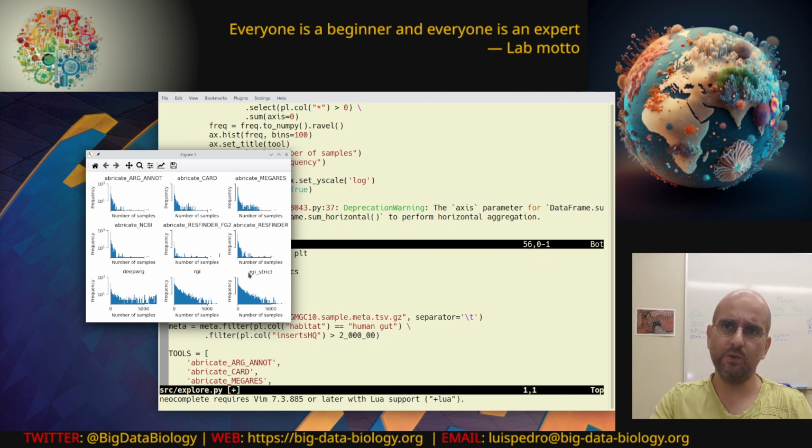I'm going to take RGI, because this comes from the same group that builds the CARD database. We respect their work quite a lot, so let's start with that.